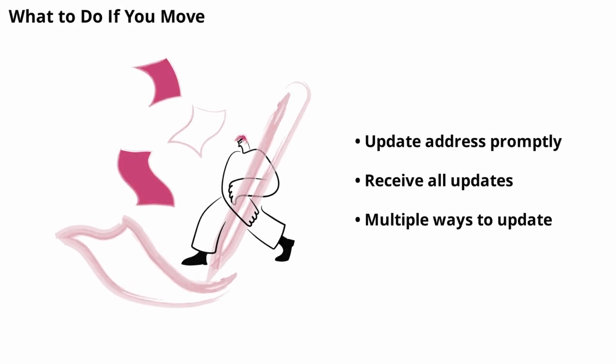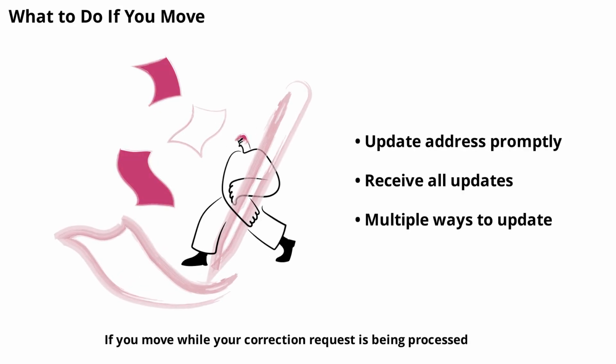If you move while your correction request is being processed, update your address with the Social Security Administration right away. This ensures you receive all correspondence and updates about your case. You can update your address online, by phone, or at your local office.